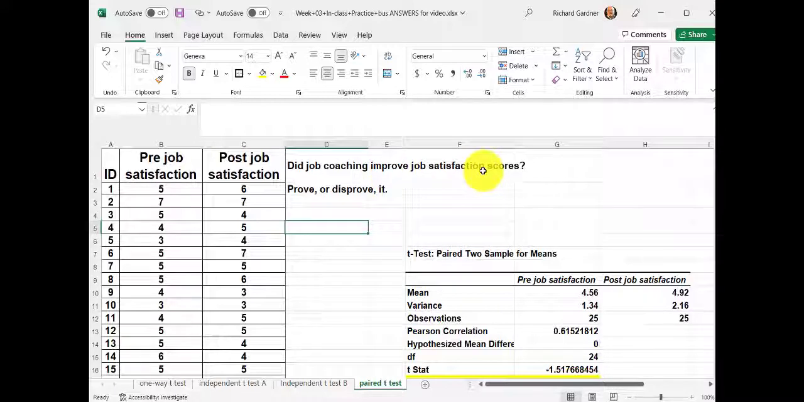job satisfaction scores. In other words, the data does not support that he improved job satisfaction scores. That's it.